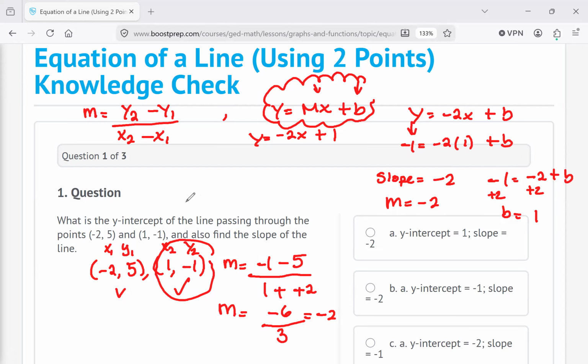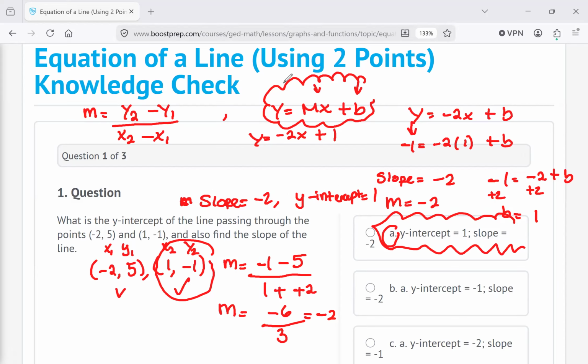So what that means is my slope is -2, and my y-intercept, or my b, is just 1. So it looks like it's letter A, right? Y-intercept of 1 and slope of -2. Yep, that's the one.